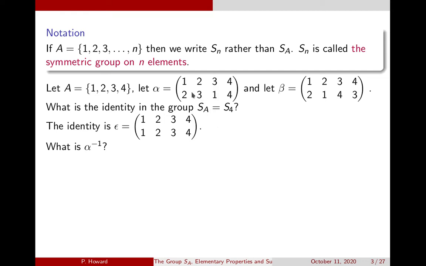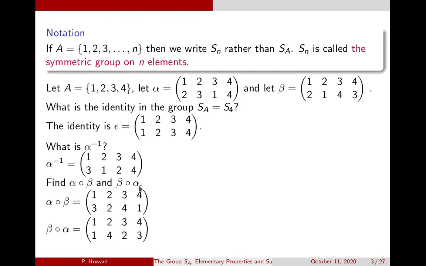Alpha inverse, we calculated this on the previous slide. Alpha inverse is the permutation defined by this 2 by 4 matrix. 1 to 3, 2 to 1, and so on. Alpha times beta and beta times alpha. I've done the calculations, and I'll leave this for you to check, since it's the kind of calculation that we've done several times in previous modules.